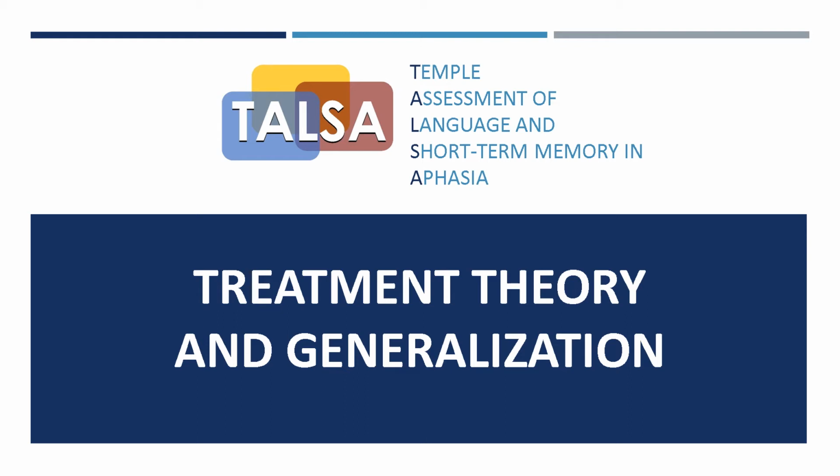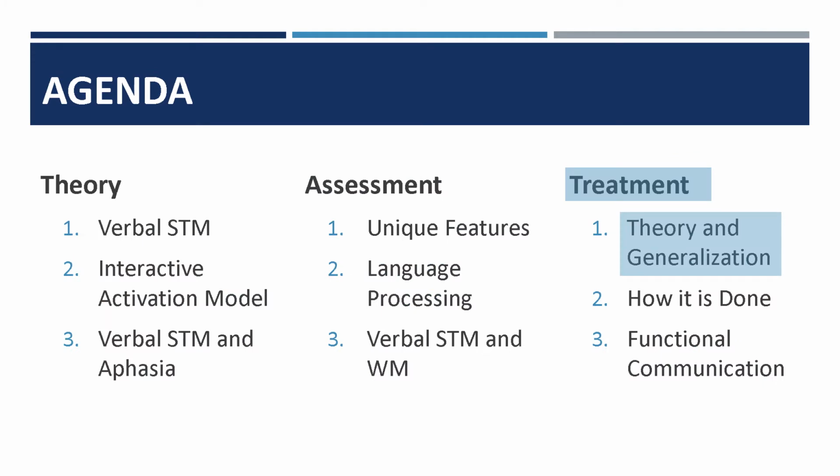Welcome back. The previous videos have covered the theory regarding verbal short-term memory and language assessment features of the TULSA. In the next 3 videos, we will discuss verbal short-term memory treatment for aphasia. In this first section, we will review the theory behind verbal short-term memory treatment with examples of generalization from the literature. The next video will cover how treatment is actually done with patients, and the third video will discuss how verbal short-term memory treatment can result in functional improvement.